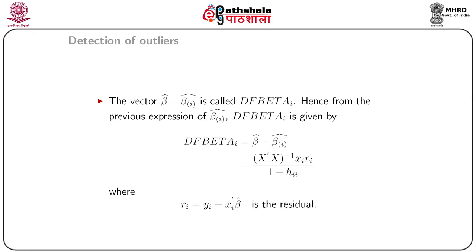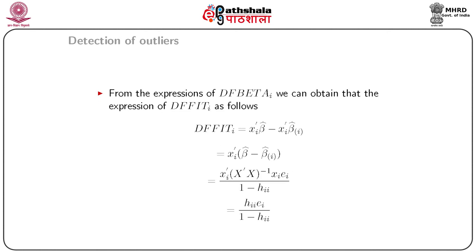Now, the other measure that we have talked about is DFFITS, where DFFITS is the difference between the estimated response from the entire dataset and the estimated response after we delete the ith observation from the dataset. That is, DFFITS is y_i hat minus y_(i) hat. From the expression of DFBETAS, we can obtain the expression of DFFITS as follows.